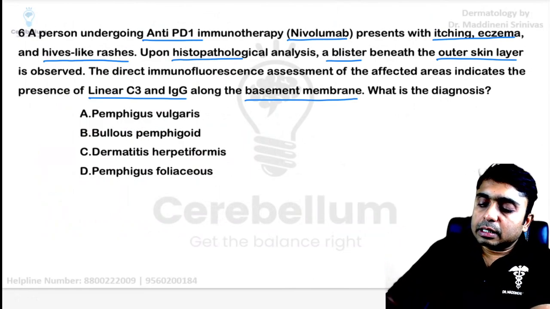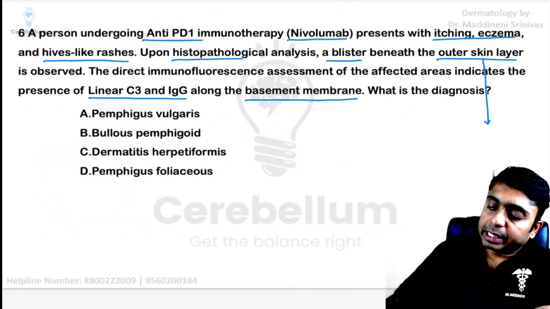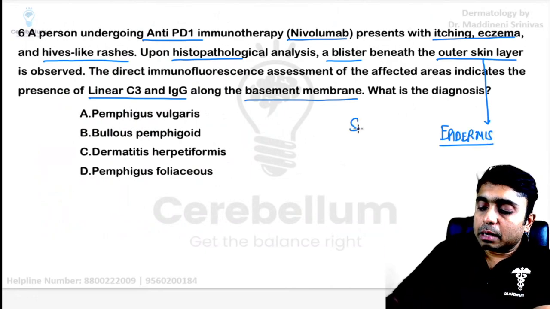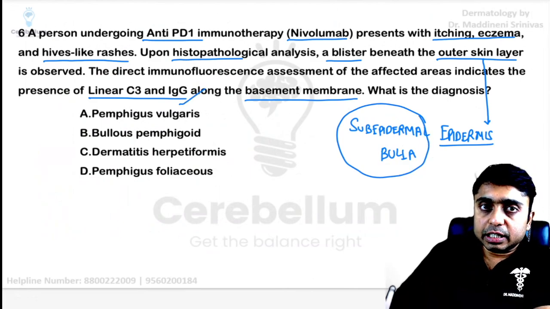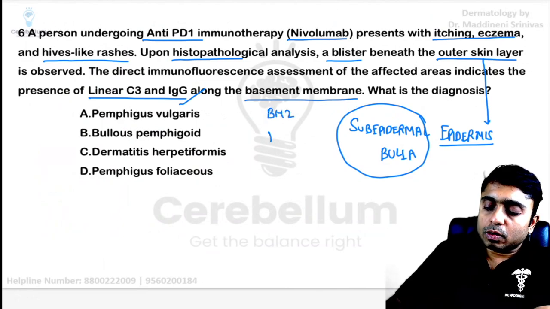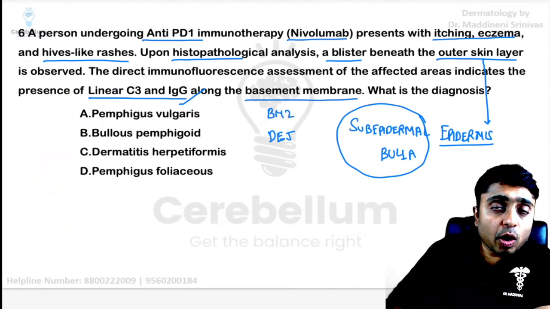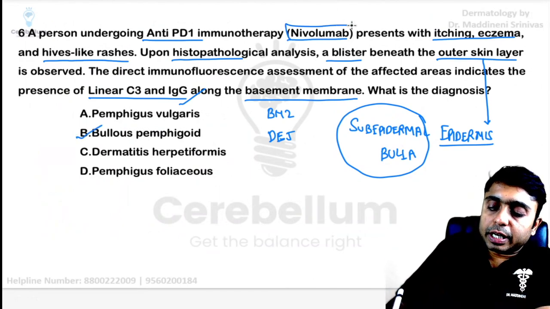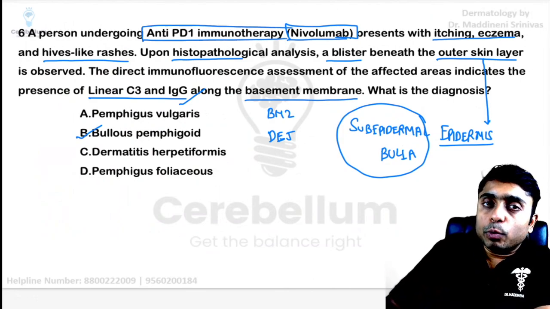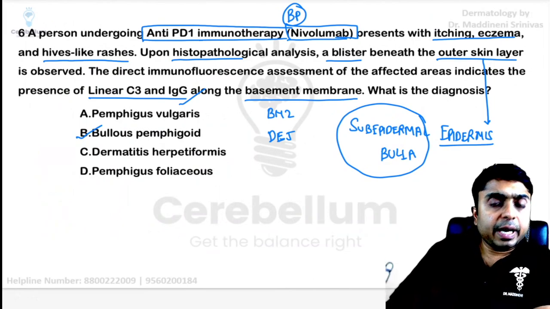So please remember this statement, that a blister beneath the outer skin layer simply means beneath the epidermis. So the examiner is telling that there is a subepidermal bulla. And on top of that, you are given that on DIF there is linear IgG and C3 along the basement membrane zone, which is also called the dermoepidermal junction. And these all features are very classically seen in option B, bullous pemphigoid. And remember that the medications nivolumab or anti-PD-1 immunotherapy medications are associated with bullous pemphigoid. Okay, so very important for you to remember this.